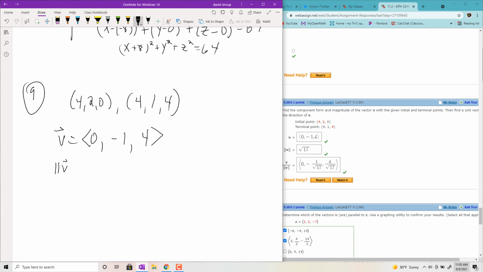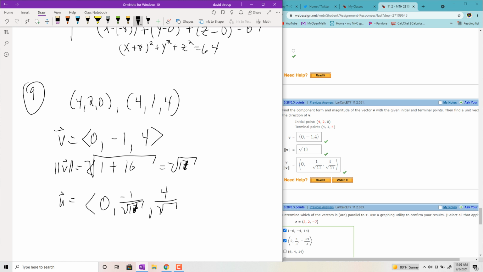I need the magnitude to get the unit vector. So that would be the square root of 0 plus negative 1 squared is 1, plus 4 squared is 16, so we take the square root of 17. So the unit vector, multiplying by 1 over square root 17, is 0, negative 1 over root 17. I forgot how to add. And then comma 4 over square root 17. And that will be it. So those are pretty simple.